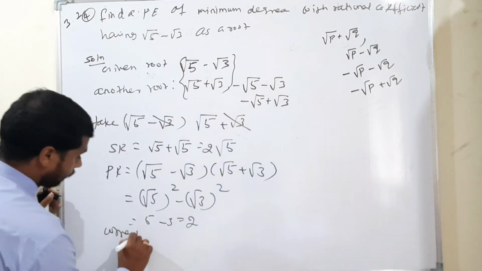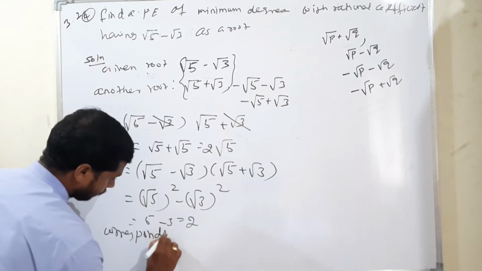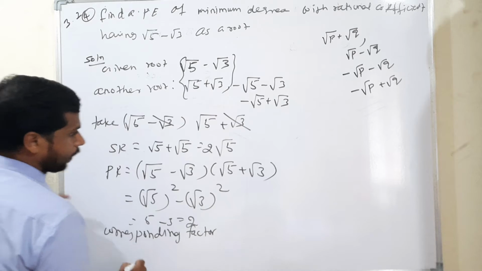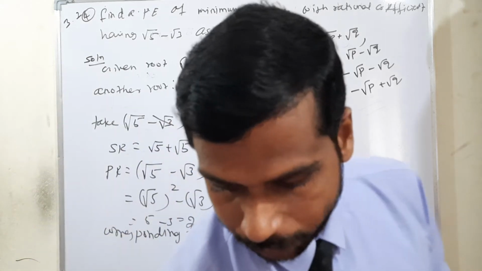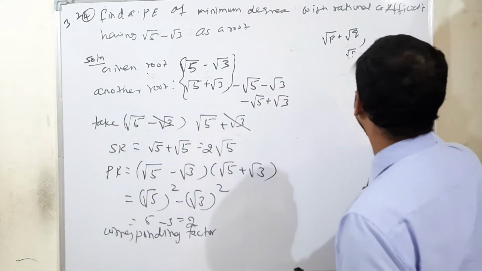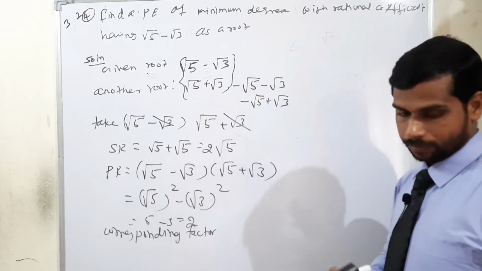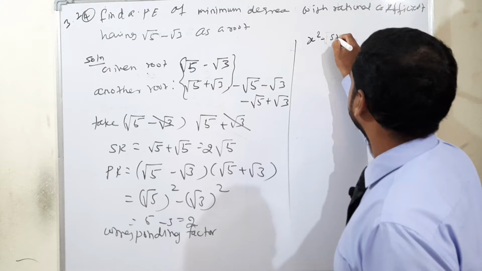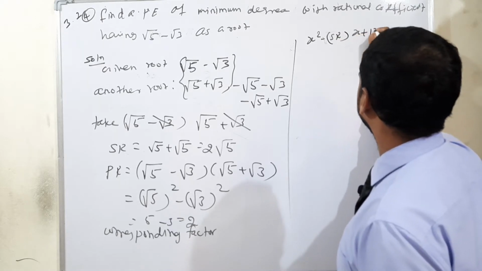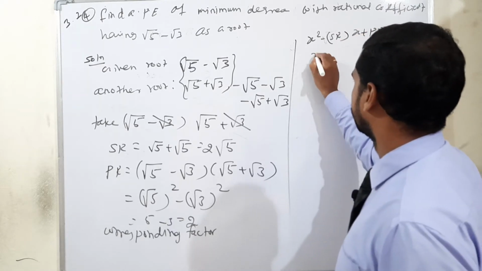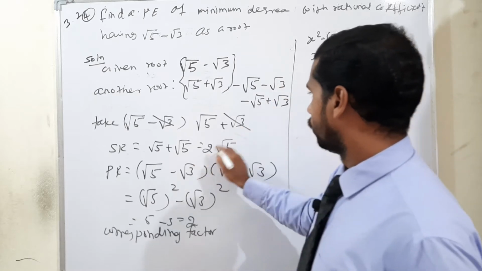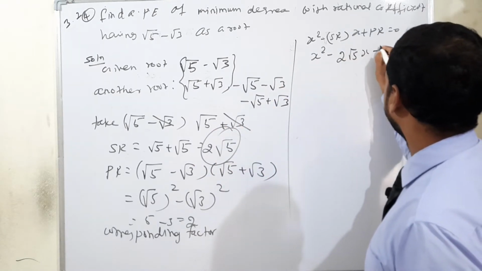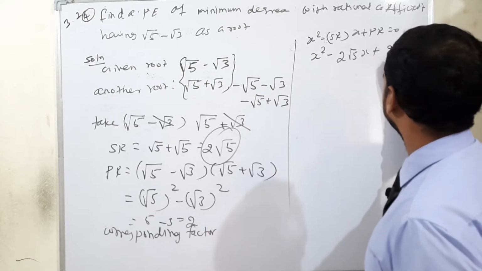So the corresponding factor formula: x square minus (sum of roots) x plus the product of roots is equal to 0. So x square, the sum of roots is equal to 2 root 5, isn't it? So x square minus 2 root 5x plus the product of roots, which is equal to 2.